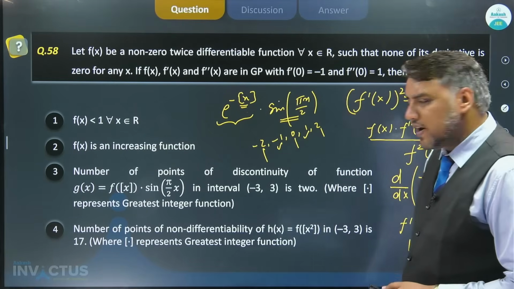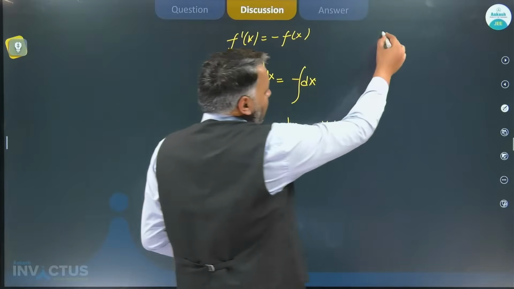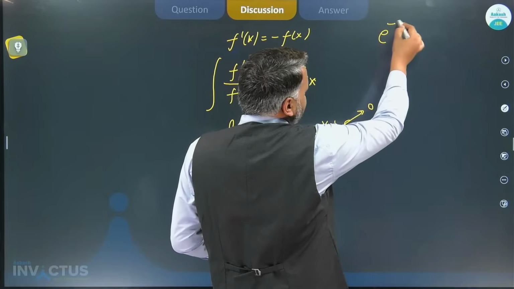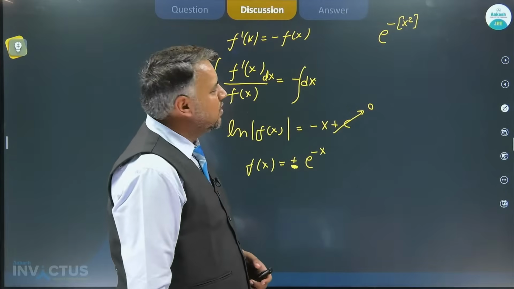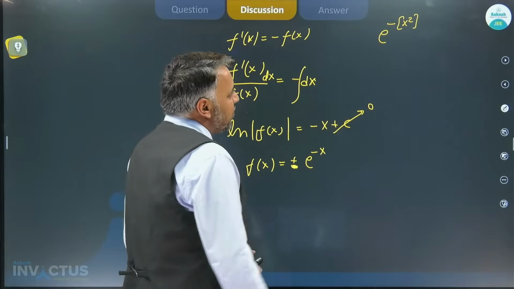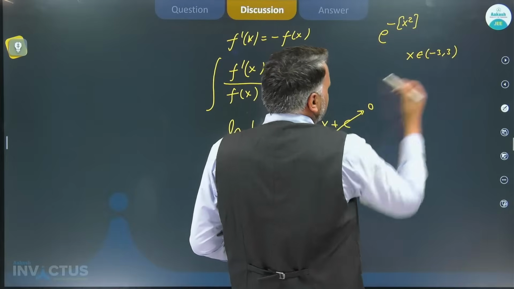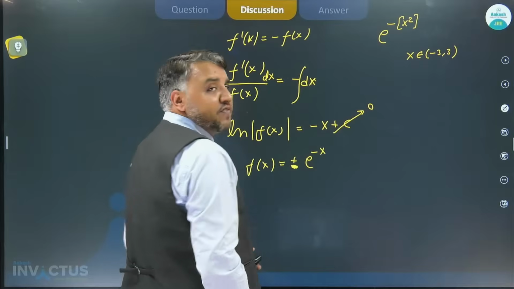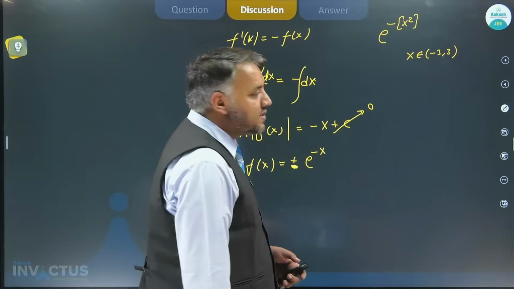So this is only f of greatest integer of x square. So in this, the function will be e power minus greatest integer of x square. So again, this will be discontinuous whenever x square crosses some integer. So when x belongs to -3 to 3, this function is an even function.